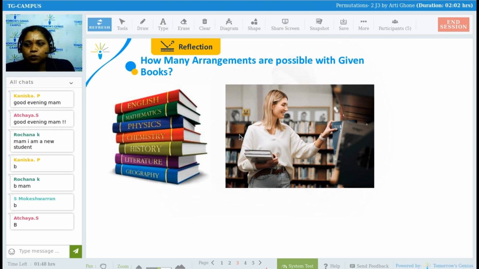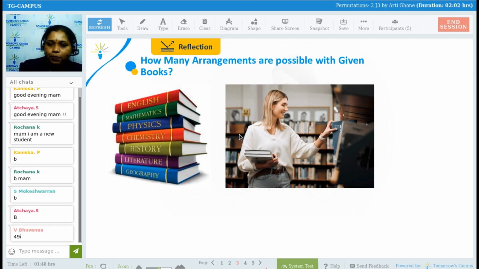Whatever it is, now I want to arrange these books in a library. One book each of English, mathematics, physics, chemistry, history, literature, geography. Quickly tell me the number of arrangements. Obviously we have 1, 2, 3, 4, 5, 6, 7. 7 books will be required at 7 places. It doesn't matter which one I keep first, English, maths, or geography. So we have 7 books arranged at 7 different places. How many ways? 7P7.